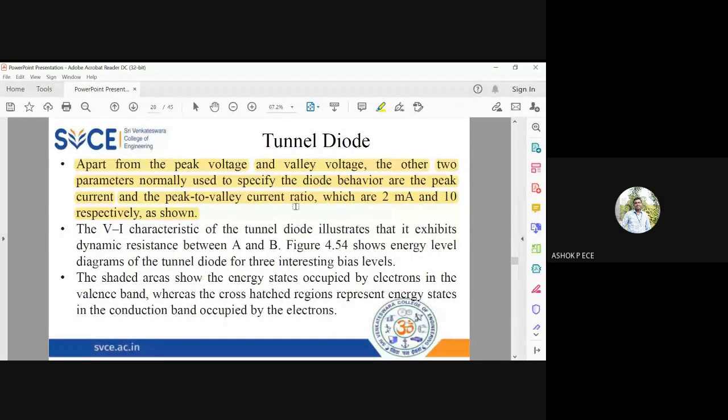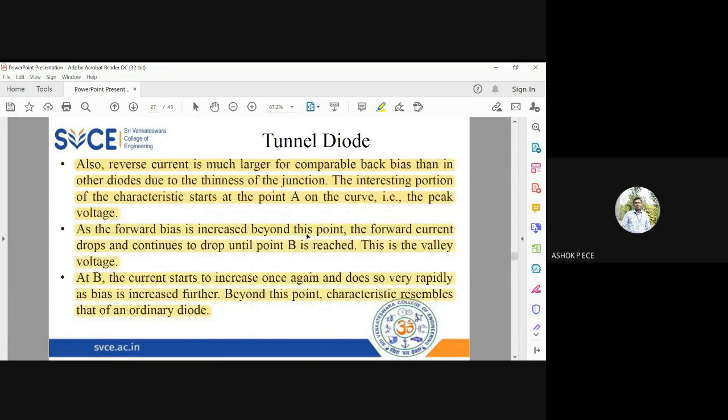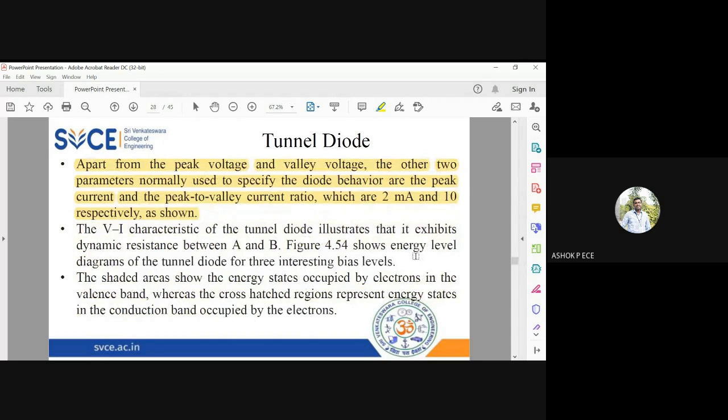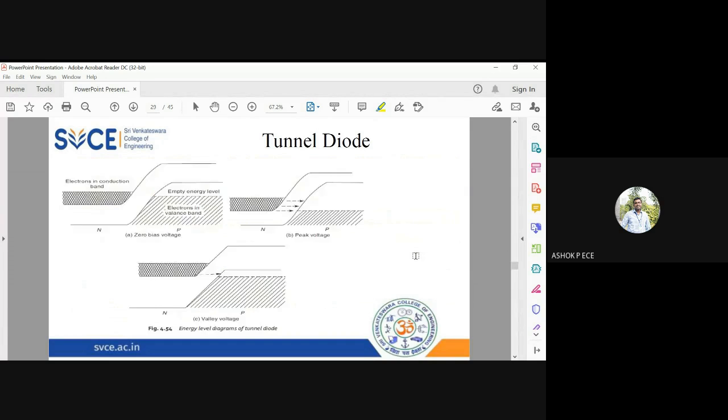So these parameters, peak voltage, valley voltage, peak current, and peak to valley current ratio, will determine the behavior of your tunnel diode. Okay, so the VI characteristics we have already seen. Now the energy band diagram is shown here. You can see that with no bias, the conduction band and valence band are at the same energy level.